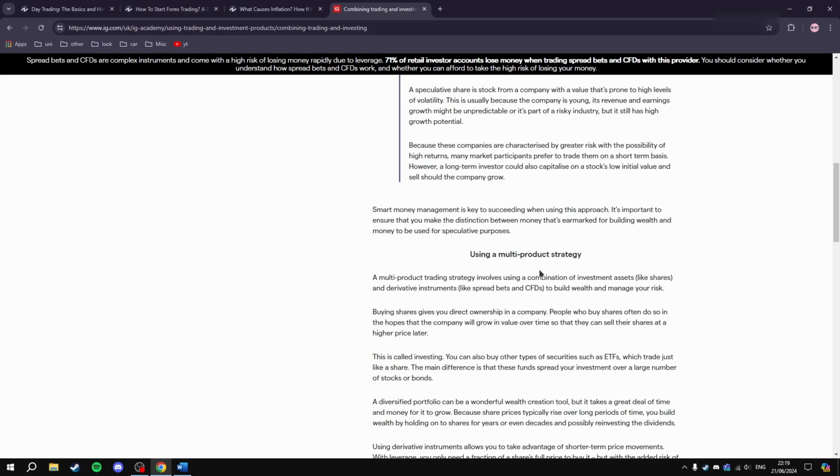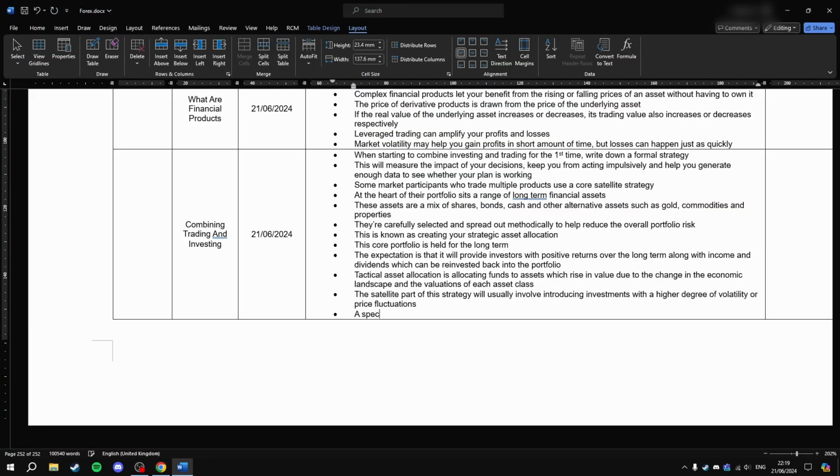Did you know a speculative share is a stock from a company with value that's prone to high levels of volatility? This is usually because the company is young, its revenue and earnings growth might be unpredictable, or it's part of a risky industry, but it still has high growth potential. Because these companies are characterized by greater risk with the possibility of high returns, many market participants prefer to trade them on a short-term basis. However, a long-term investor could also capitalize on a stock's low initial value and sell should the company grow.